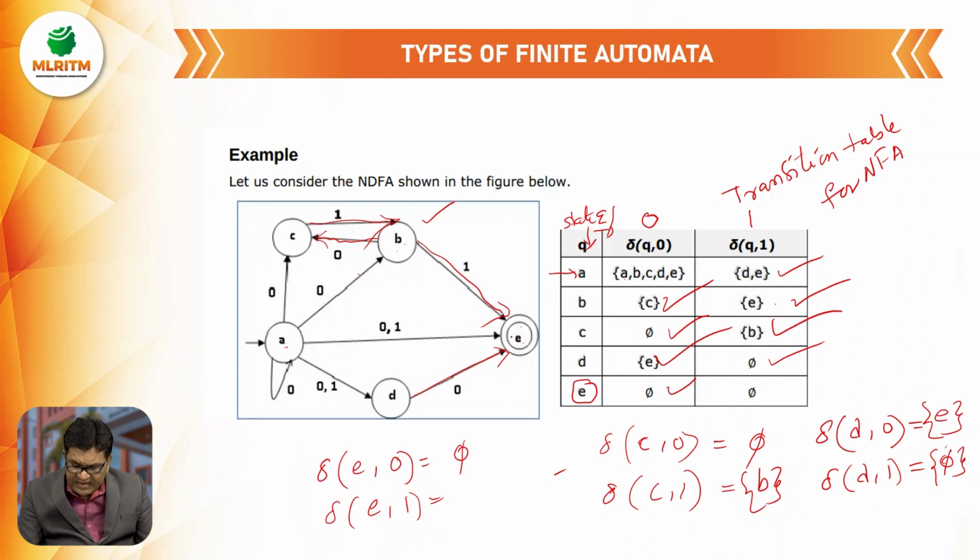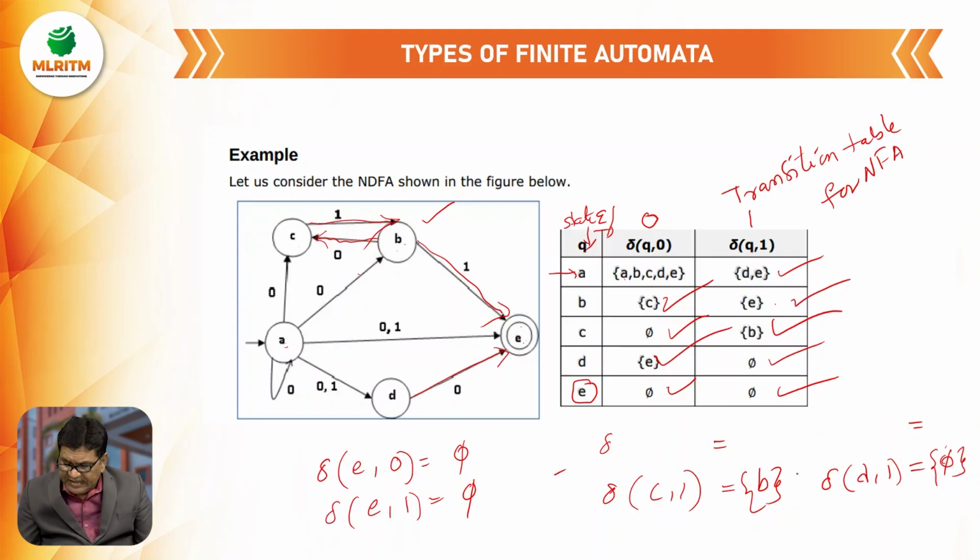Current state is the E. Current input is the 1. It's not possible. There is no transition path. So you can take that phi. So that's why I have written this: the transition table for the NFA by using that transition diagram.